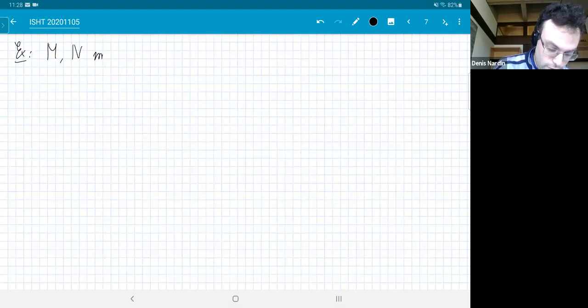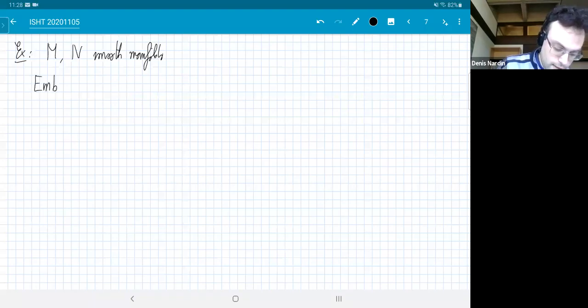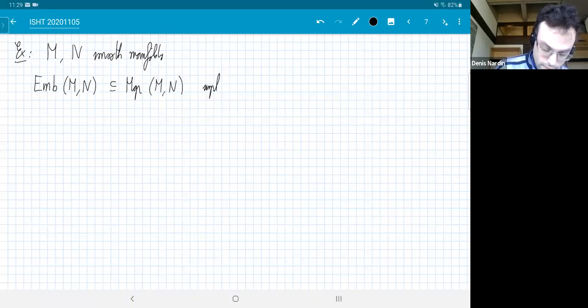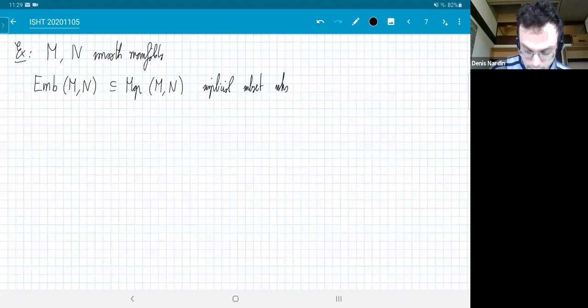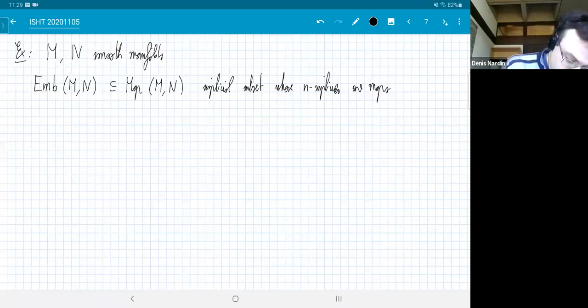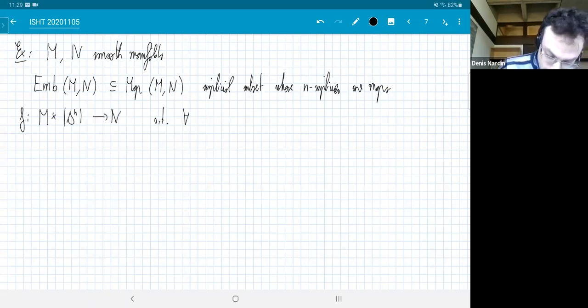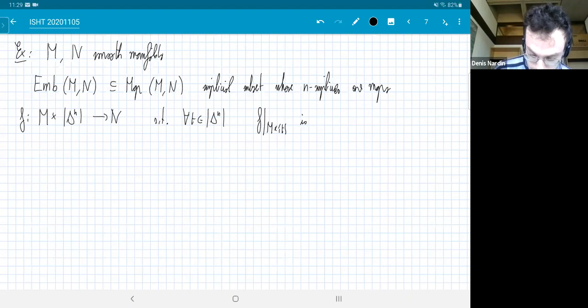Let M and N be smooth manifolds now. And you can define Emb(M, N) inside Map(M, N), the simplicial subset whose n-simplices are maps Δ^n × M into N, such that for every t in this topological n-simplex, the map is a smooth embedding.